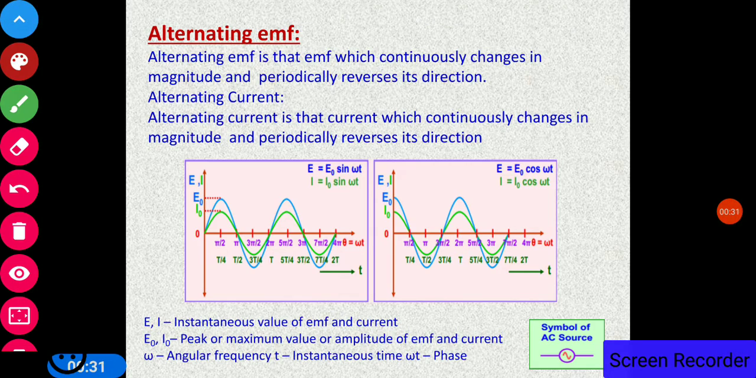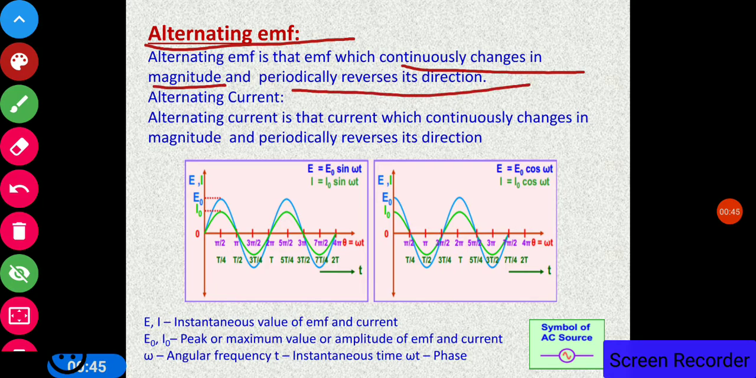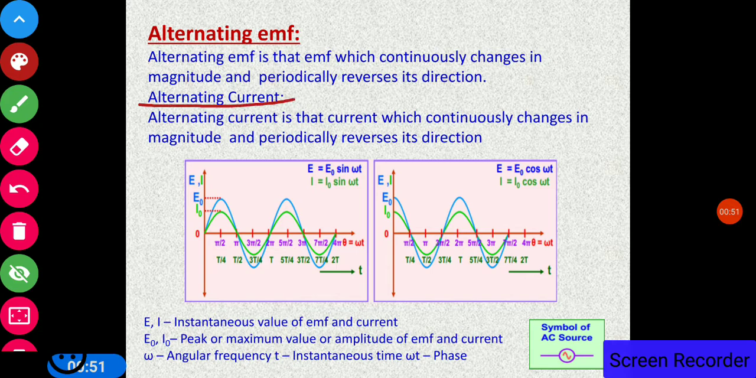Now, as the word clears, alternating means which is changing. So EMF which continuously changes in magnitude and periodically reverses its direction is known as the alternating EMF. Similarly, the alternating current is that current which continuously changes its magnitude and periodically reverses its direction.